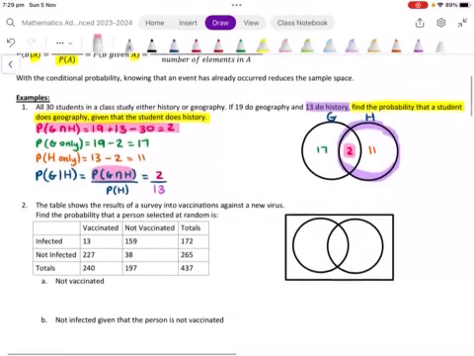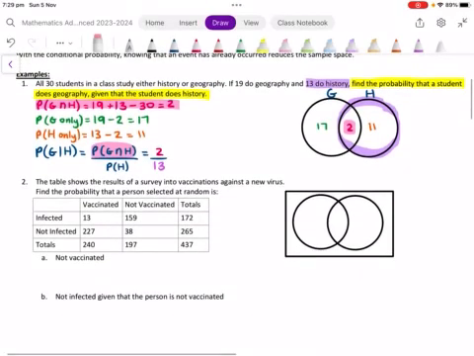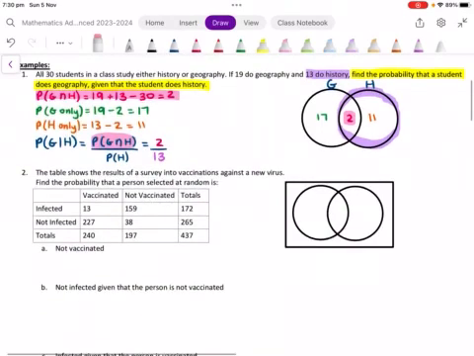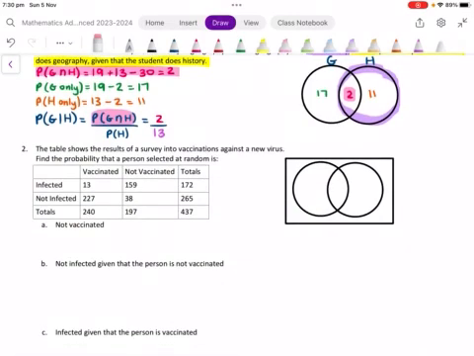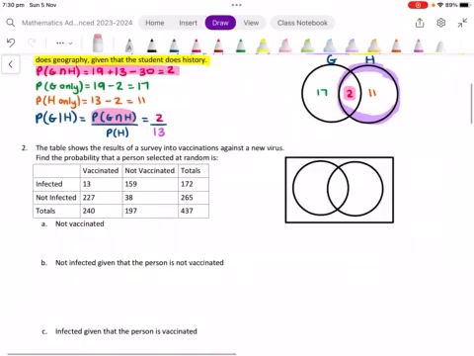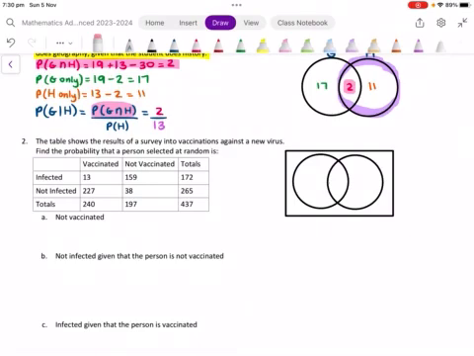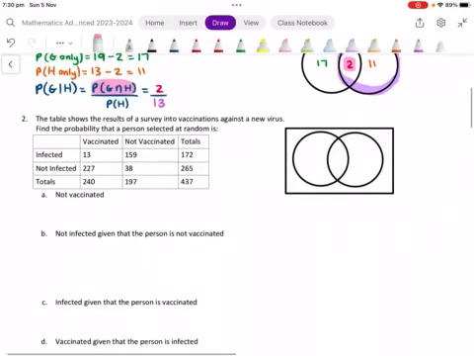Okay, moving on to our second example, we have the table shows the results of a survey into vaccinations against a new virus. We want to find the probability that a person selected at random is not vaccinated. The type of table we have here is a two-way table, and we can move the information from our two-way table into a Venn diagram if we need, or we can use our two-way table straight off the bat.